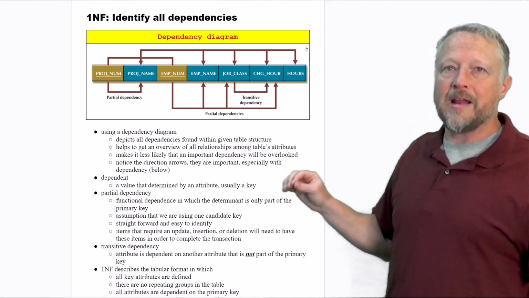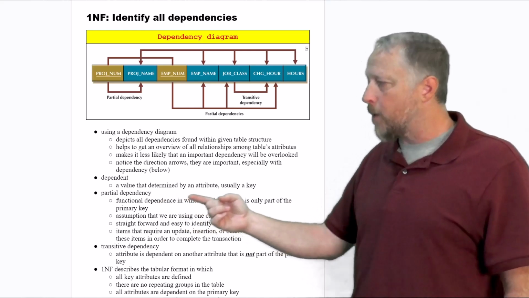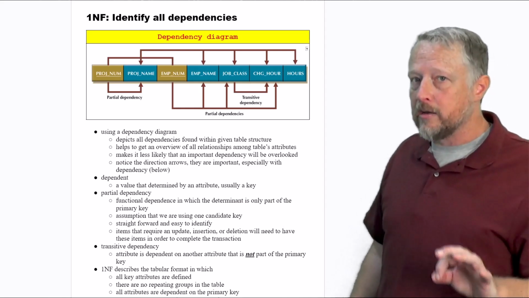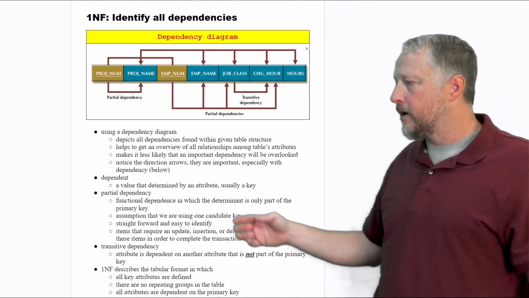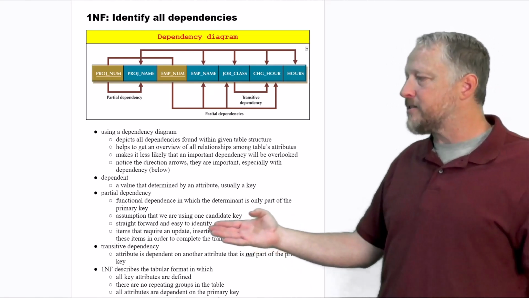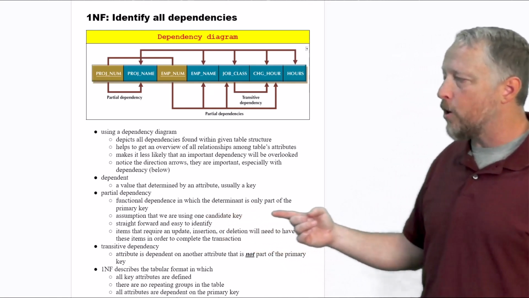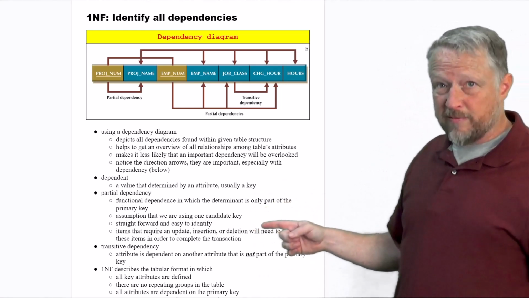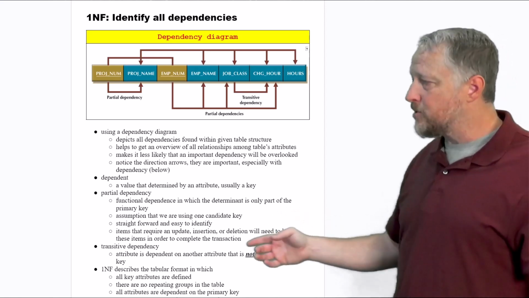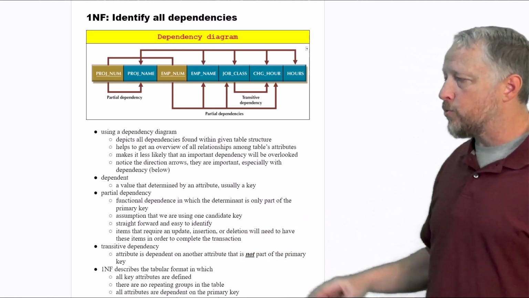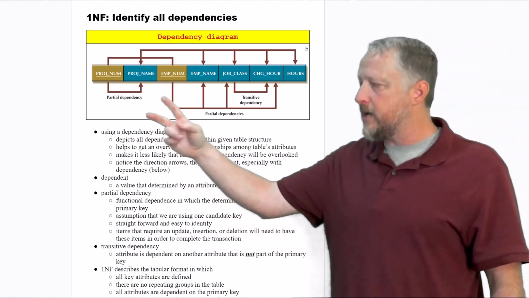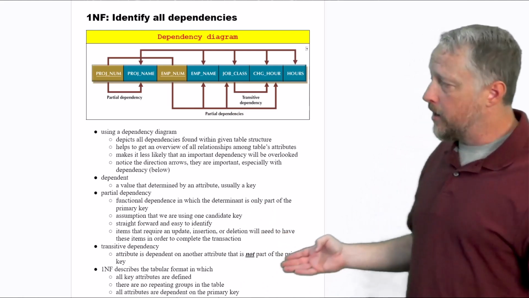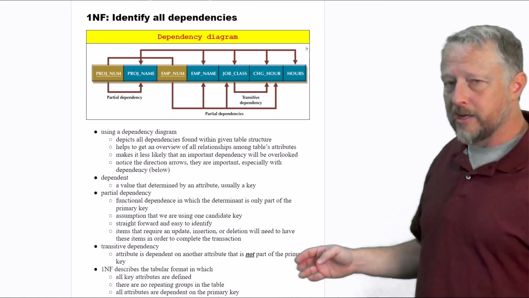Dependent. The word dependent means that a value is determined by an attribute, usually by a key. Now remember, that could be a composite key, not just one value. A partial dependency means that a functional dependence would determine it only by part of the primary key. That one's actually pretty straightforward, so go figure. Items that require an update, insertion, or deletion will need the primary key in order to complete the transaction. It's the transitive one that's a little bit more interesting, and then there's some other ones too.